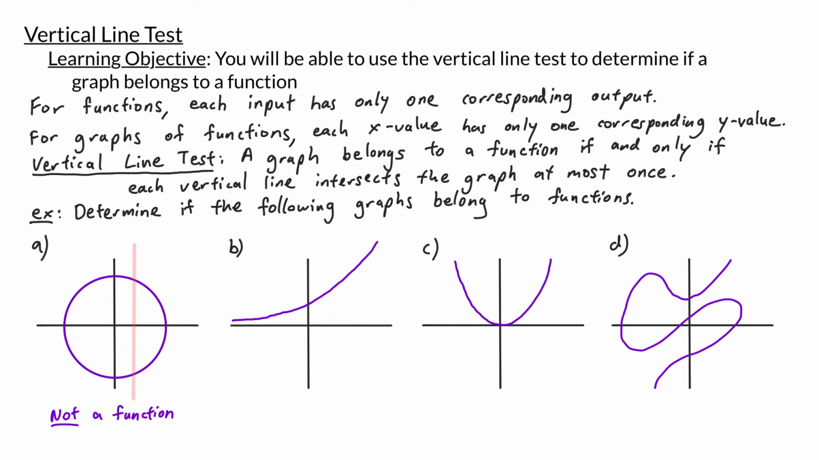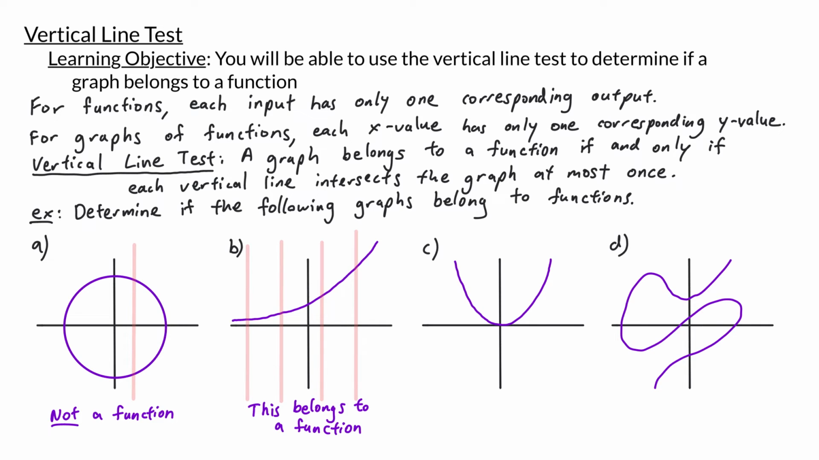Again, to determine if this belongs to a function, we apply the vertical line test, so we'll draw vertical lines through our graph. But you'll notice that no matter how I draw my vertical lines, each of these vertical lines that I draw only crosses the graph at one point, which tells me that at each x value, there's just one corresponding y value. So we can conclude that this graph does belong to a function. Let's move on to example C.